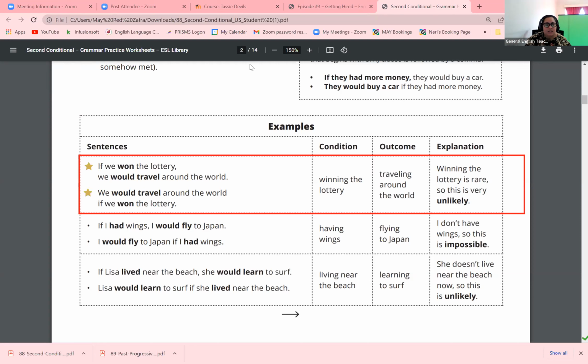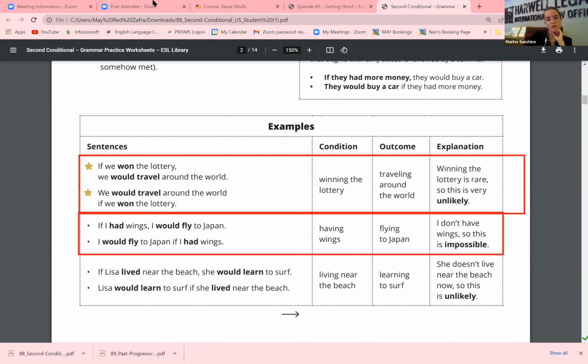Next, can I please ask Rich to read the second example? If I had wings, I would fly to Japan. Okay, so what is the possibility that you will have wings? Yeah, so it's quite impossible for us to have wings. Okay, so read the interchanged sentence. I would fly to Japan if I had wings. Okay, so again, you can interchange that.